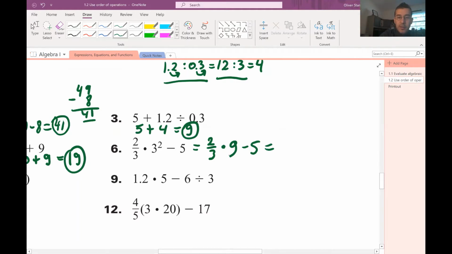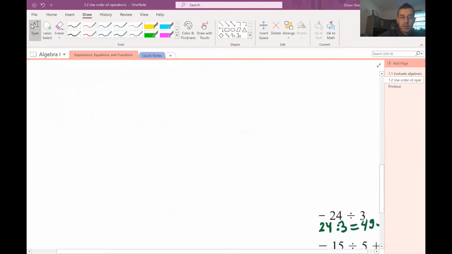9 can also be written as 9 over 1, right? Any number divided by 1 is the same number. So if we write it as 9 over 1, then 3 and 9 cancel out by 3. 3 divided by 3 is 1. 9 divided by 3 is 3. So this becomes 2 times 3, or 6. And then minus 5, and that is 1. 1 is the answer.